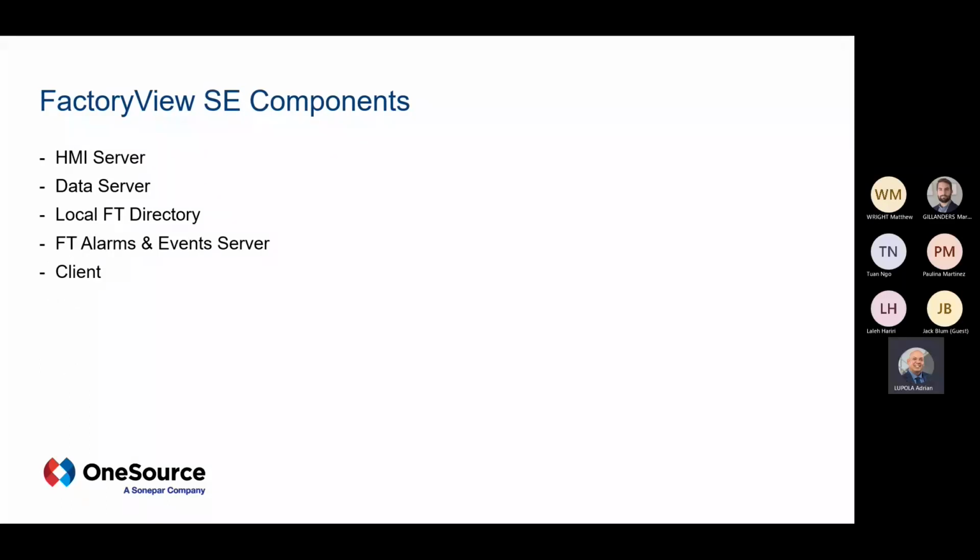Next, we're going to go over some FactoryTalk View SE components. So typical FactoryTalk View, there are 3 different types that we'll cover in the next couple of slides, but they're all going to contain an HMI server, a data server, a local FactoryTalk directory server or Active Directory, as well as a FactoryTalk alarms and event server and clients.